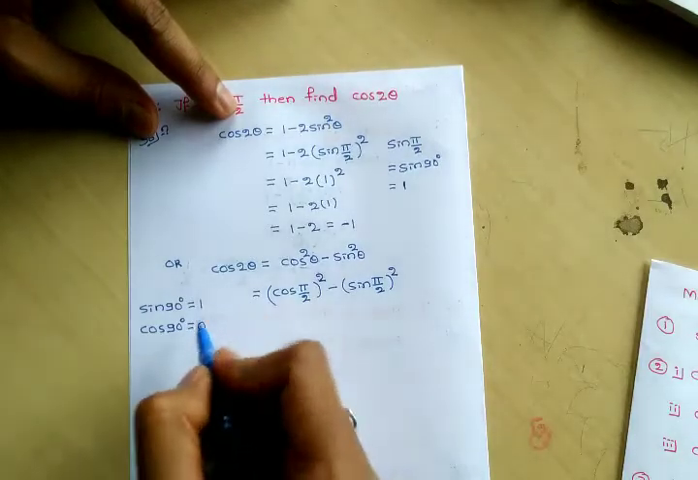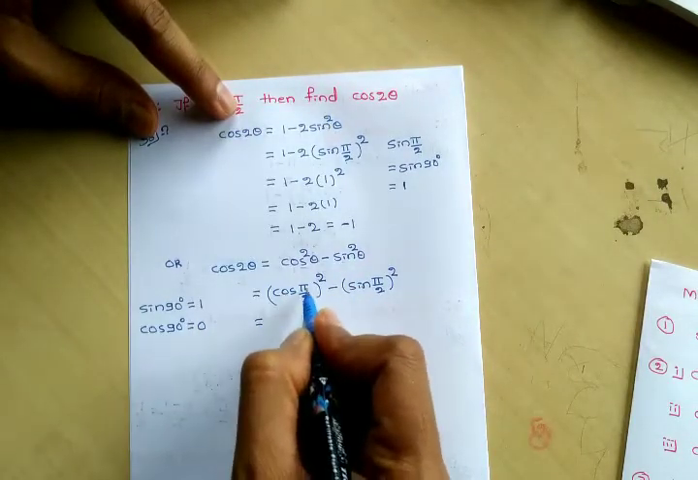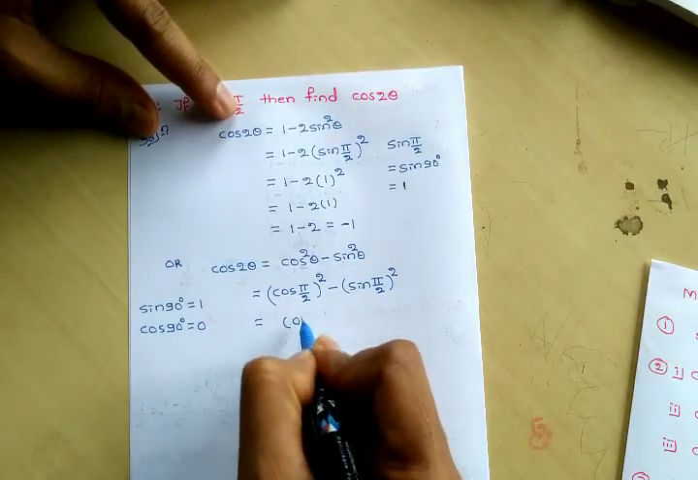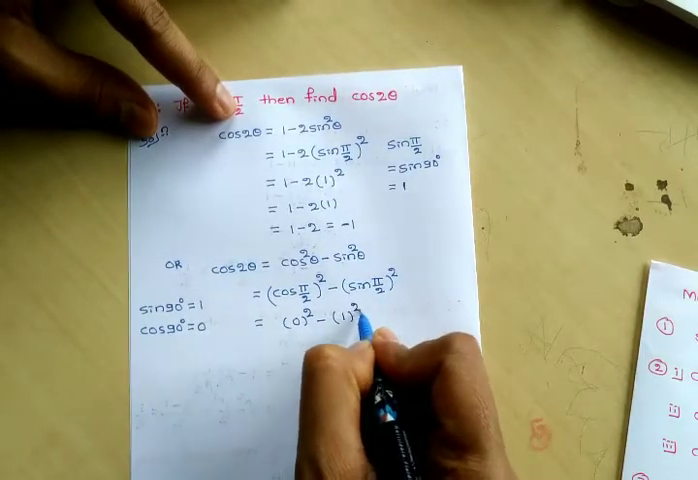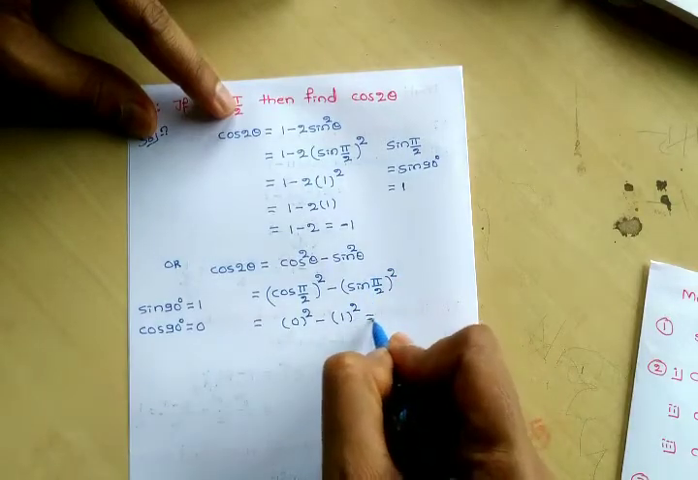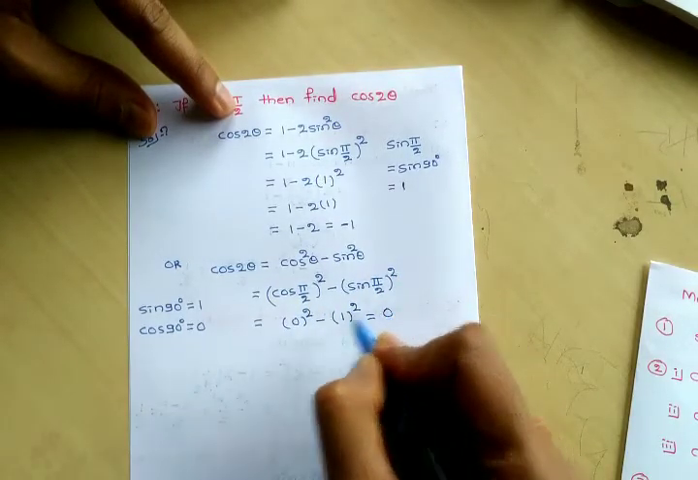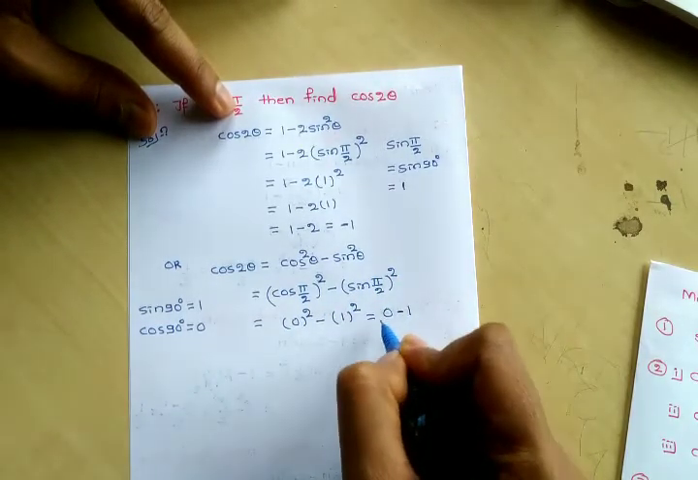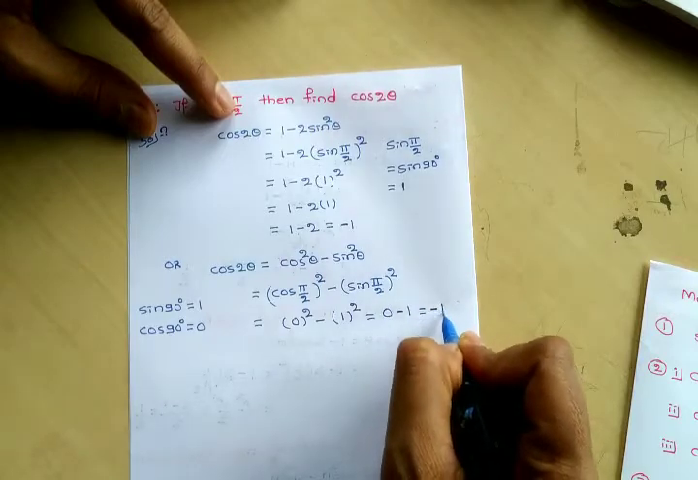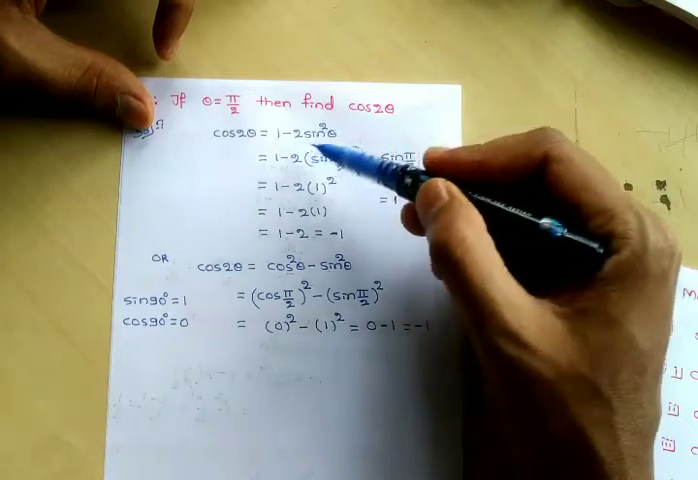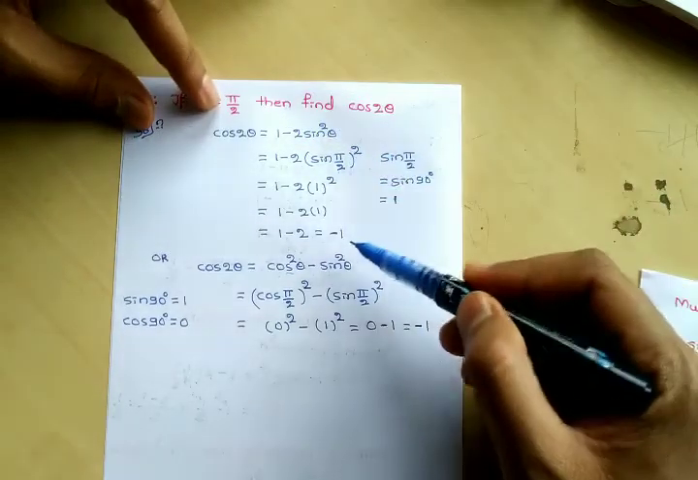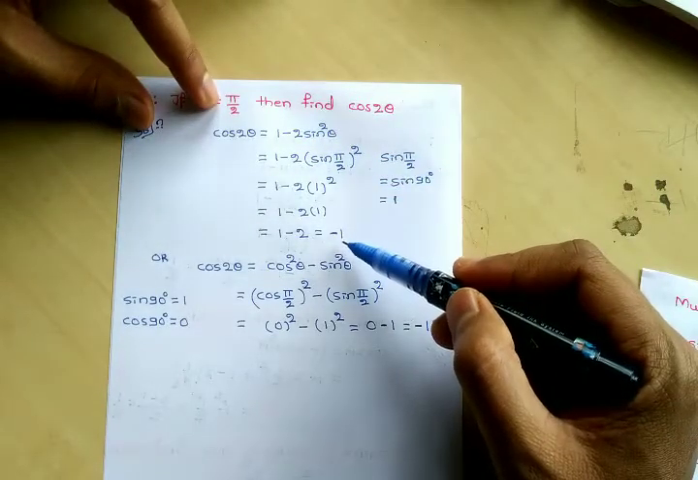0. Correct? Therefore substitute cos 90 degree is 0, so it is 0 square, minus sin 90 degree is 1, so it is 1 square. So finally, 0 square is 0, minus 1 square is 1, 0 minus 1 is how much here? Minus 1. So you can see, if you apply the 1 minus 2 sin square theta formula, final answer how much you are getting? Minus 1.